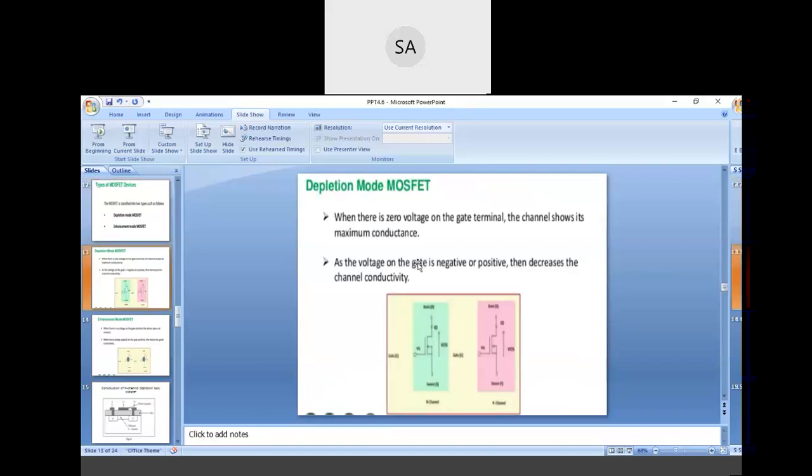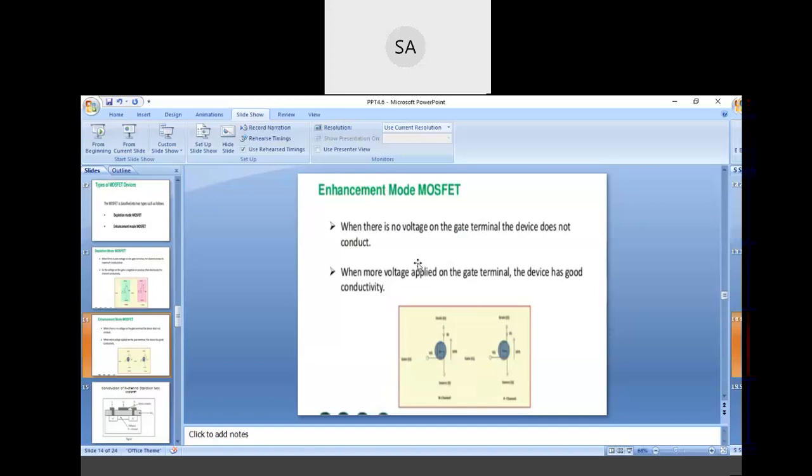In the depletion mode MOSFET, when there is no gate voltage, the channel shows its maximum conductance. As the voltage on the gate is made negative or positive, the channel conductivity decreases. And in enhancement mode, when there is no voltage on the gate terminal, the device does not conduct. When more voltage is applied on the gate terminal, the device has good conductivity. As the gate voltage increases, the conductivity increases.